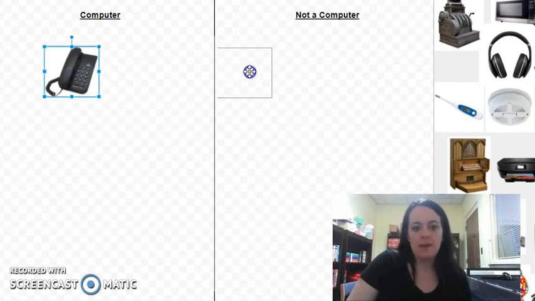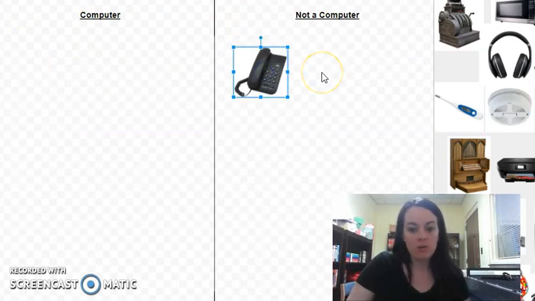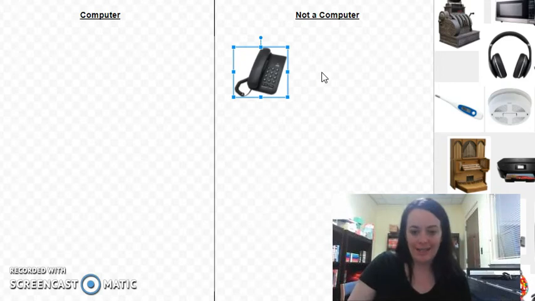You're going to take these objects and put them into the categories. Now, some of them are going to stay the same, but your opinion might have changed about where some of them need to go. So you're going to redo this assignment now that you know the definition of a computer, and you're going to click Turn In. Make sure when you're done, you click Turn In in the top right corner. So pause this video and do that now.